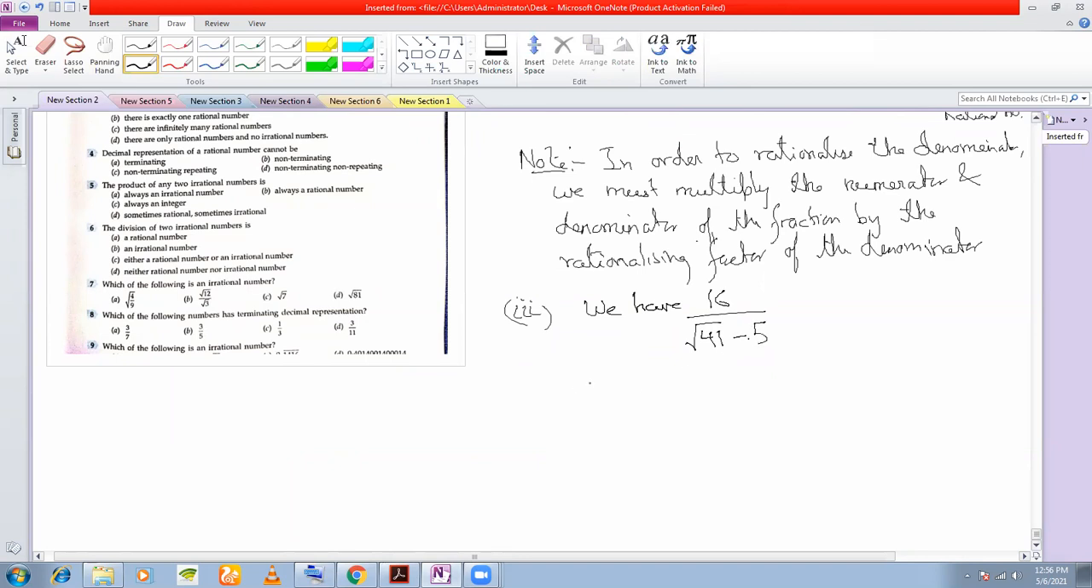Okay, this. So what is the rationalizing factor of root 41 minus 5? Can anyone tell me? So root 41 plus 5. Yes. So therefore we multiply the numerator and denominator by root 41 plus 5. So what do we get?